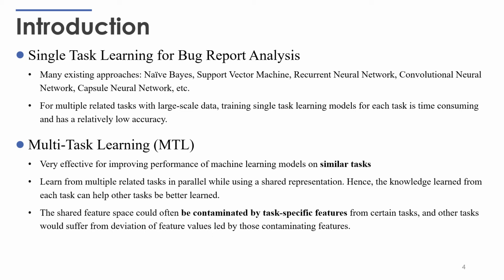Okay, so next I'll introduce multitask learning. What is multitask learning? It's very effective for improving performance of machine learning models on similar or related tasks. It learns from these multiple related tasks in parallel while using a shared representation. That makes multitask learning learn knowledge from each task and then help other tasks be better learned.